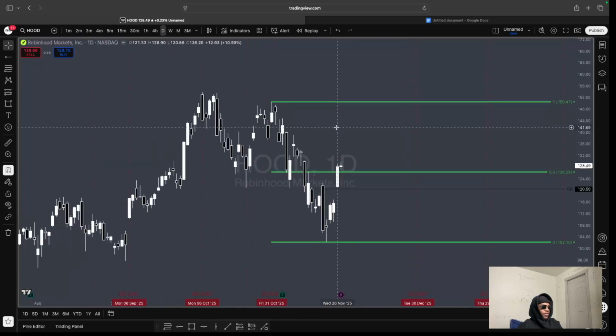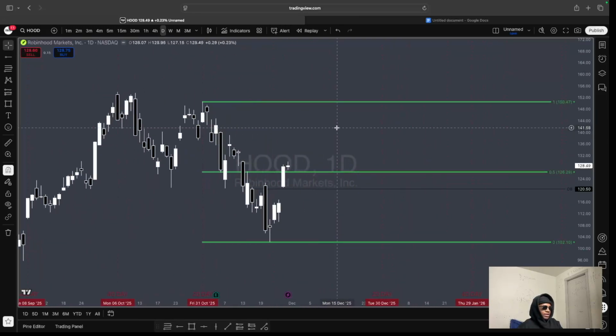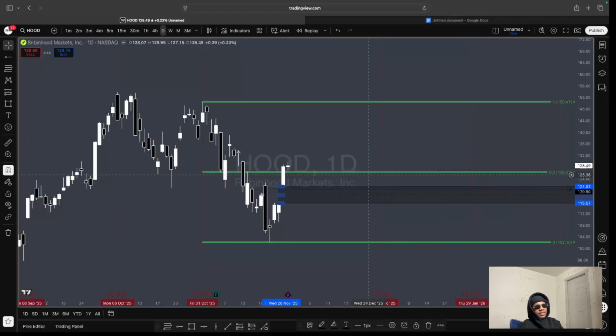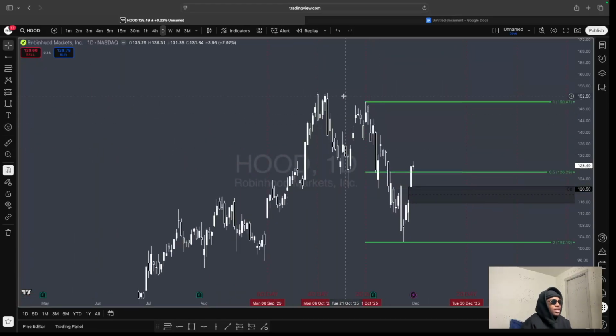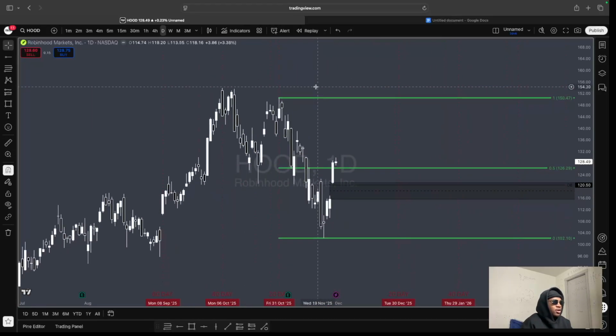Then on the daily chart, last but not least, where I would like this to come to, we got this gap right here. I really would like Robinhood to come down to this 121.33. And after that, I definitely see it going to all-time highs again. Or if you can't hold it long enough for all-time highs, we got good relative equal highs right here at 153.86.